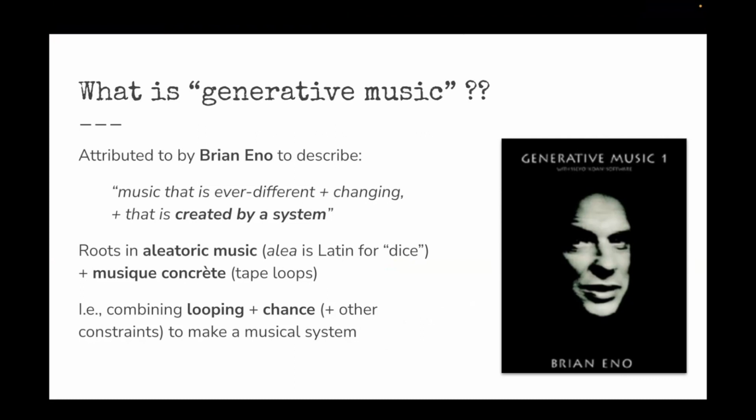So it has roots in aleatoric music, where alea is Latin for dice, and also it has roots in musique concrète, which was, as music recording technology became a thing, composers started figuring out how to incorporate tape loops and things like that into their compositions. So in other words, it's like combining looping and chance, elements of randomness and repetition, plus other constraints like a musical scale, for example, to create a musical system that can generate music.